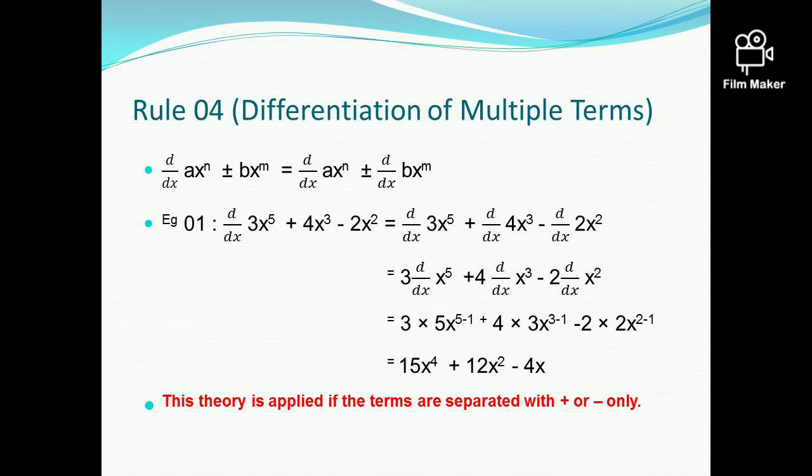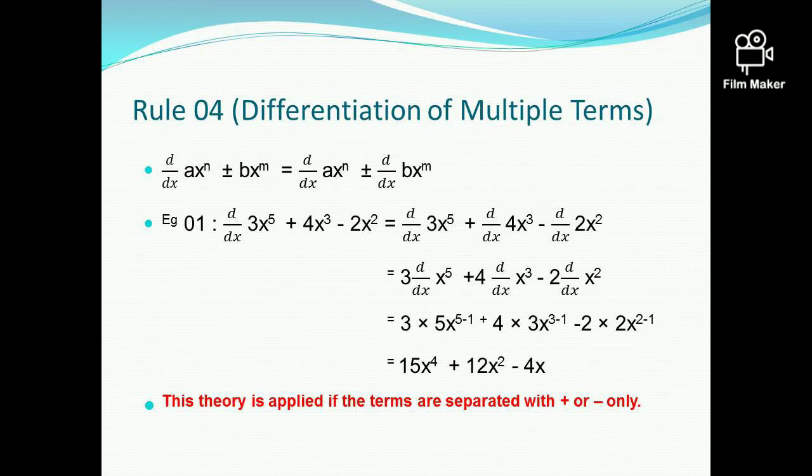By using previous principles, you can differentiate 3x to the power 5 as 3 times the differentiation of x to the power 5, 4x to the power 3 as 4 times the differentiation of x to the power 3, and minus 2x to the power 2 as minus 2 times the differentiation of x to the power 2.